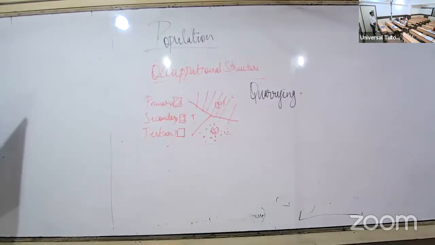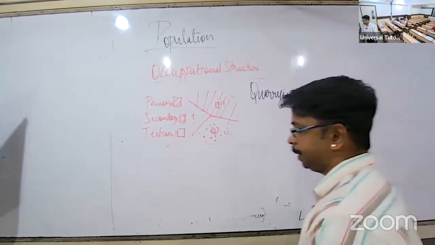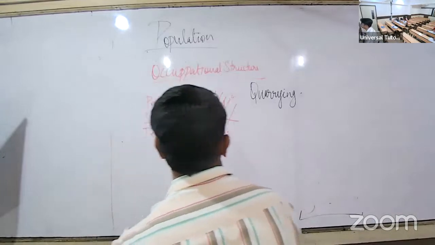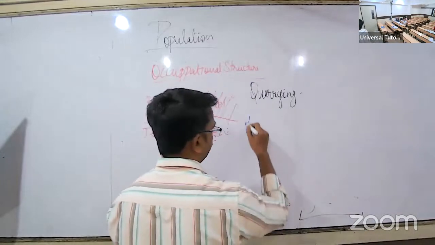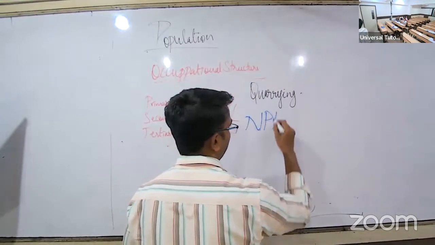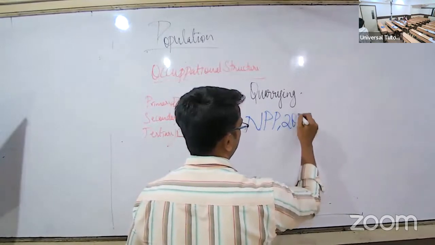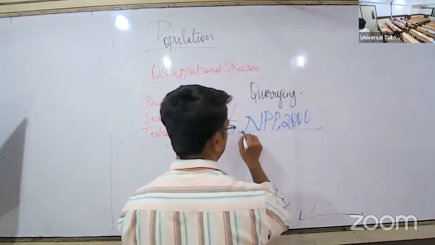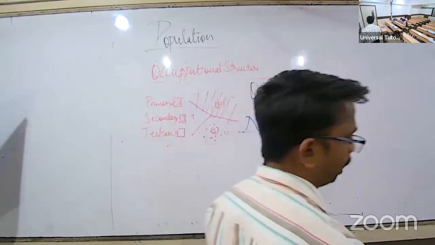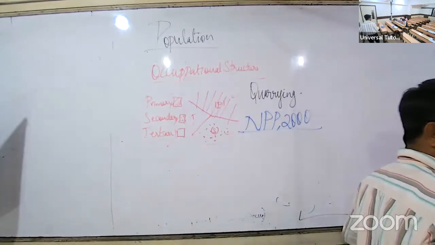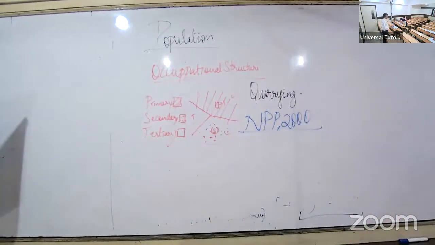National population policy. Right. Now put the heading in your notebook. NPP 2000. In fact, I'll give the points quickly so that this chapter comes to an end, and we can shift to a little bit of maths today if possible. NPP 2000. And write the full form also, National Population Policy.